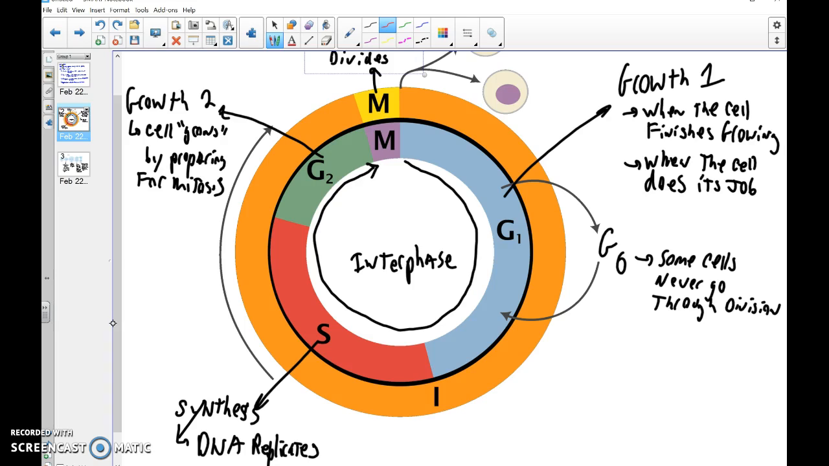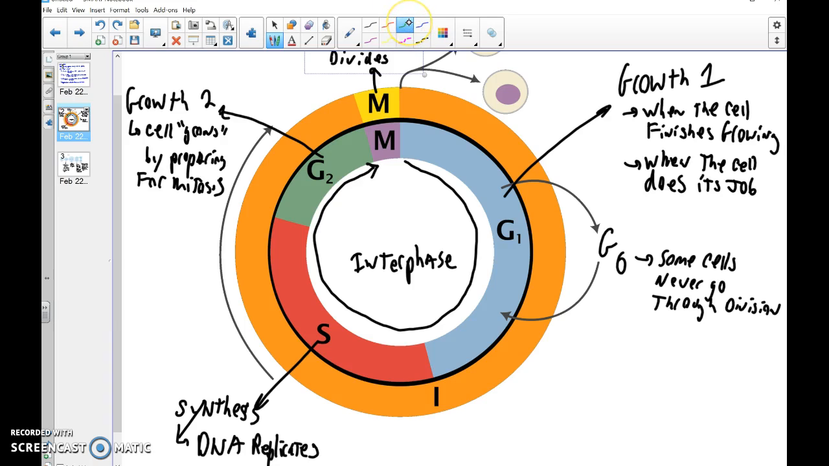Now, once the cell enters the cell cycle, once the cell is done with the S phase, then it enters the G2 phase. And the G2 phase is known as the growth 2 phase, all right? And we call it the growth phase because the cell grows. It doesn't really grow, but it's preparing for the process of mitosis, all right? So G1 is growth, doing your job. S is DNA replication. And G2 is when the cell is prepping for mitosis.